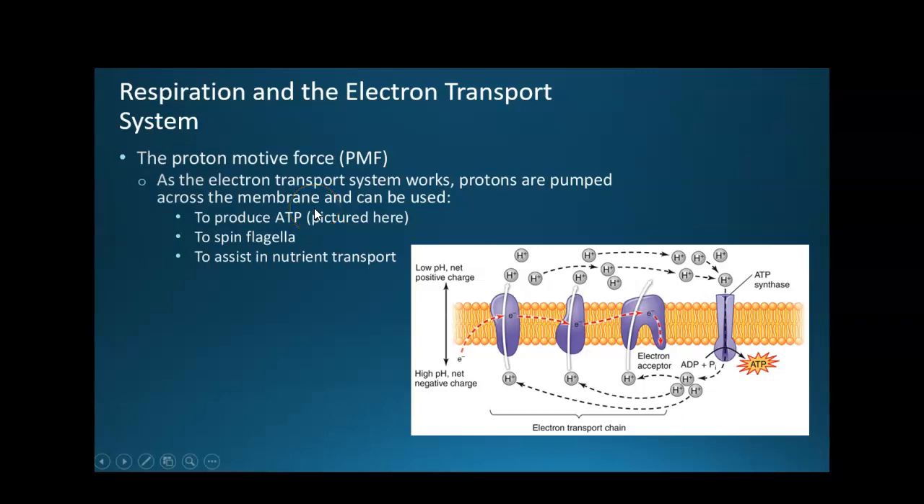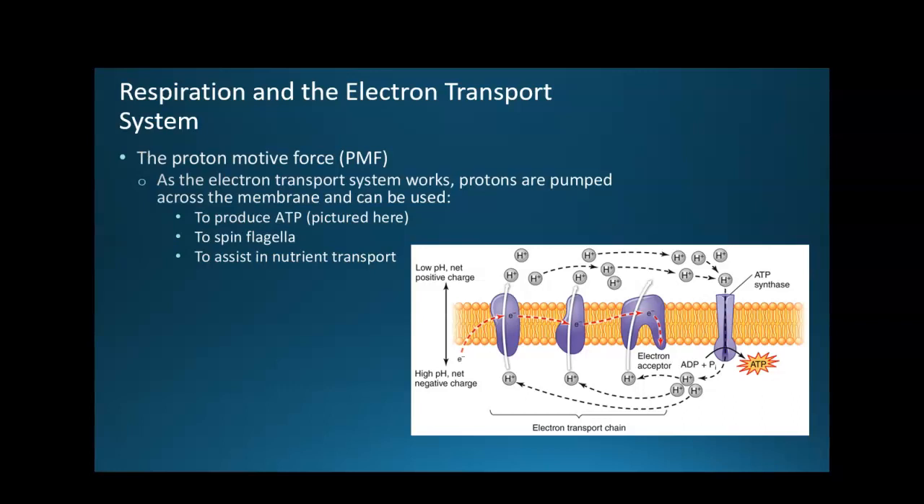So let's go back and talk a little bit about that proton motive force that I mentioned to you. The proton motive force is what you get when you pump all those hydrogen ions into the periplasmic space, or that inner membrane space of the mitochondria. Notice you build up all these protons, and guess what? It can be used to make ATP. It can be used to allow the flagellum of a bacterial cell to spin. It can be used to move nutrients. So there's a lot of things that can be accomplished by this proton motive force.